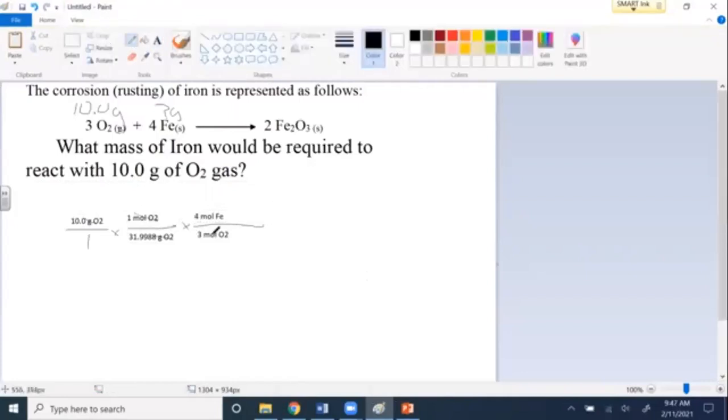Moles O2 cancel. So I am now in the mole unknown box. That's not where I want to be. I want to be in mass. I want grams. So I'm multiplied by another fraction. Okay.